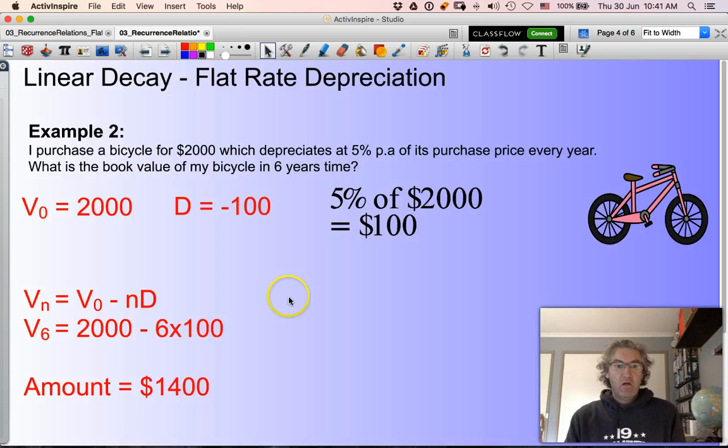So, effectively, my value of the bike after 6 years will be the initial value of 2,000 subtracting 6 times 100. Well, this is 6 years, $100 per year. I end up with $1,400. Let's move on to the next question.